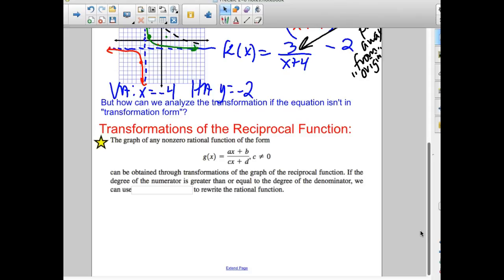It says the graph of any non-zero rational function of this format can be obtained through transformations of your reciprocal function if the degree of the numerator is greater than or equal to the degree of the denominator. In other words, as long as the top degree is the same or higher, we can rewrite it using polynomial division. We can transform it into that transformation format.